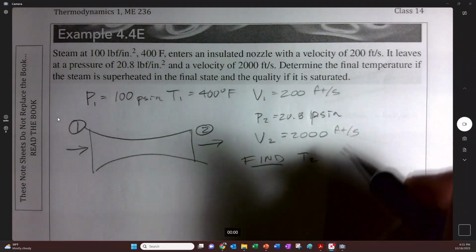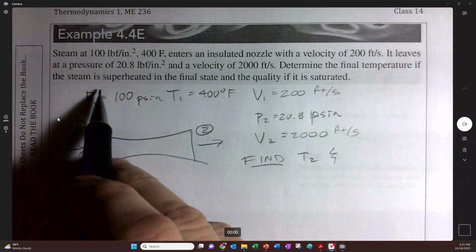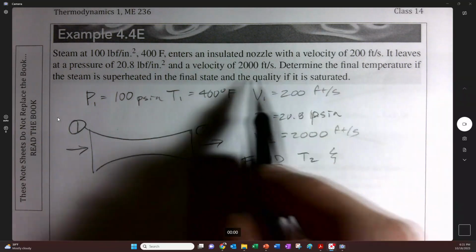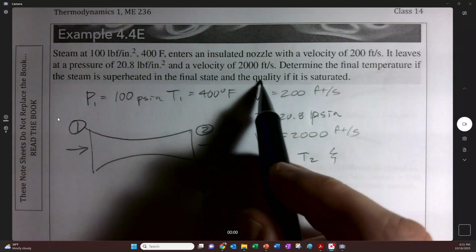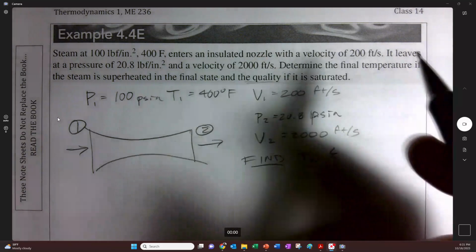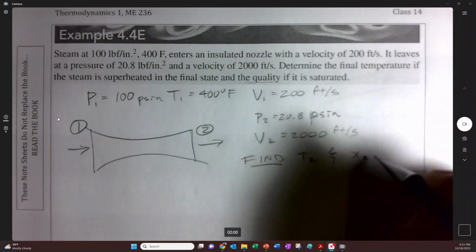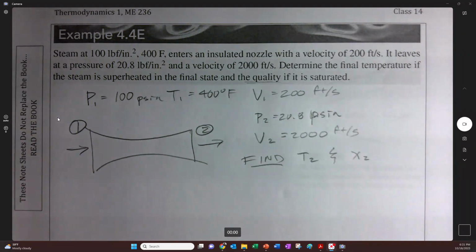Find T2, and if the final state is a mix, find the quality. And spoiler alert, it is, but it's not much of a mix. It's pretty close to being saturated vapor.